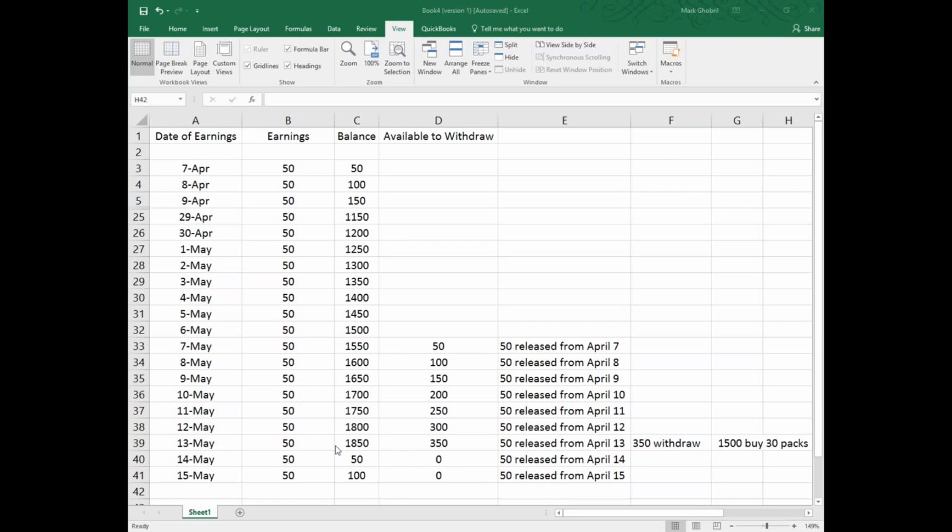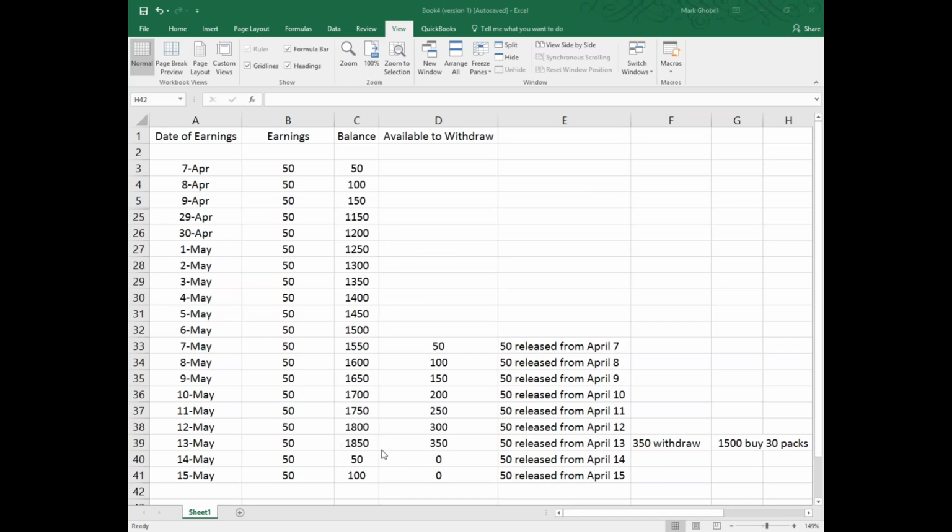And then we hit May the 13th. So May the 13th, we'll see that we have $1,850. Now, out of that $1,850, $350 is available to withdraw. But let's say we also want to buy credit packs. So we know that $350 of this we want to withdraw. That would leave a balance of €1,500.